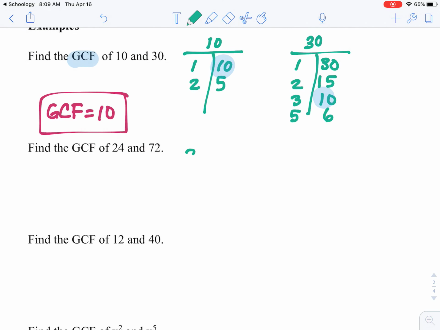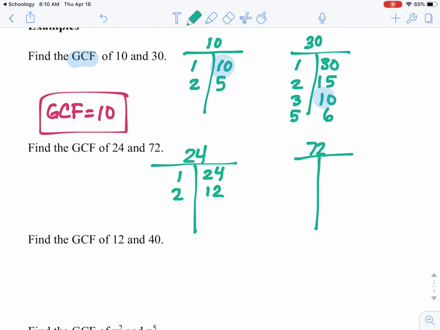All right, next we have to look at the numbers 24 and 72. So we are finding the factors using factor trees. Then we have to do 72.